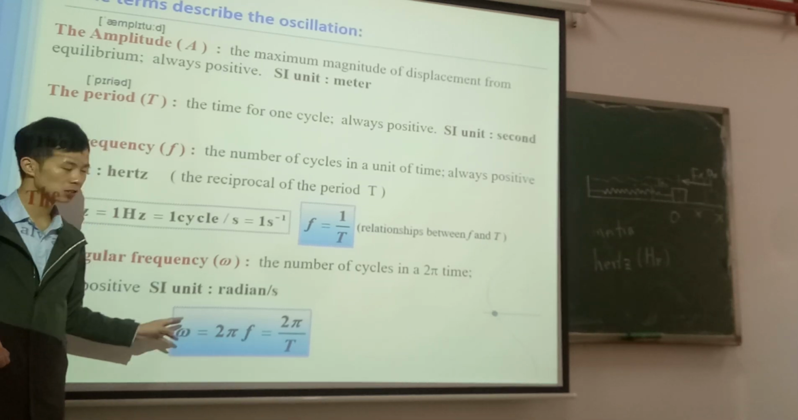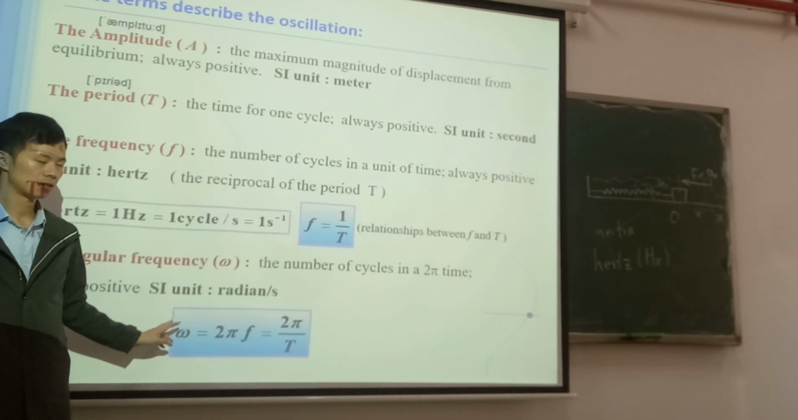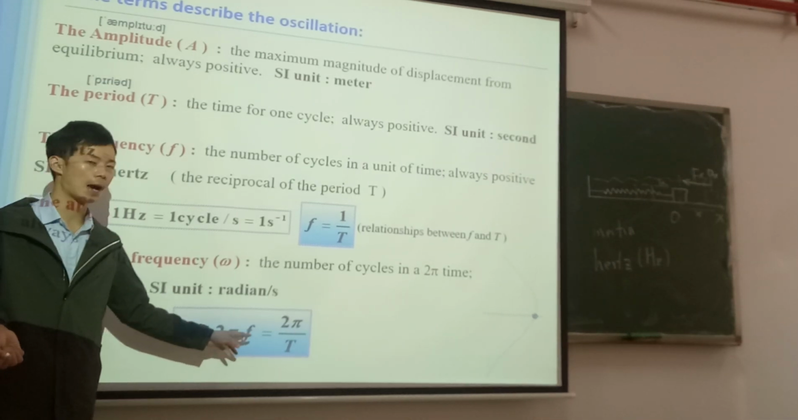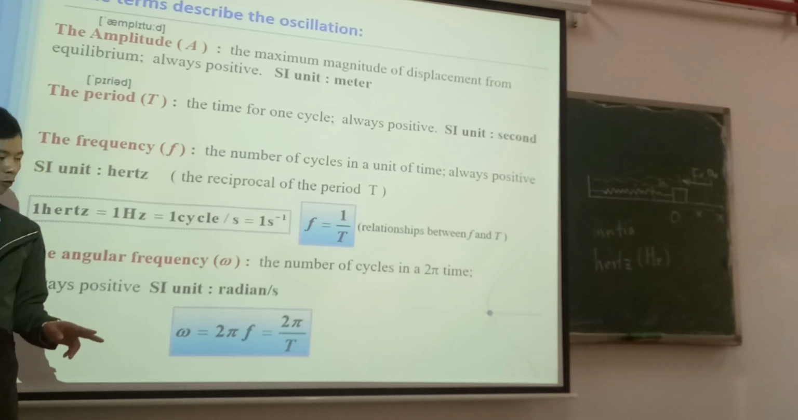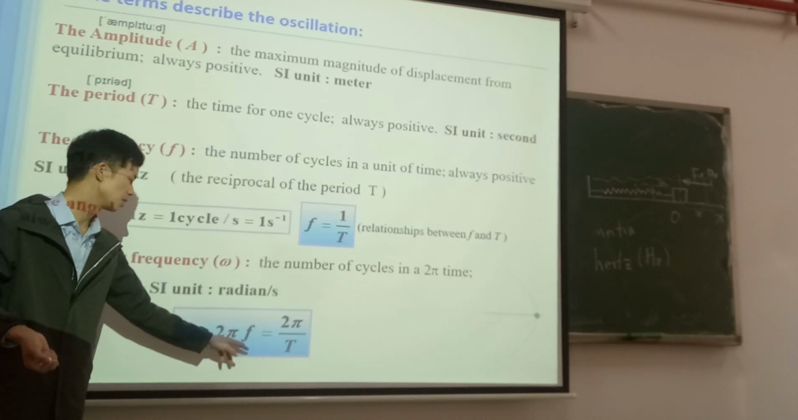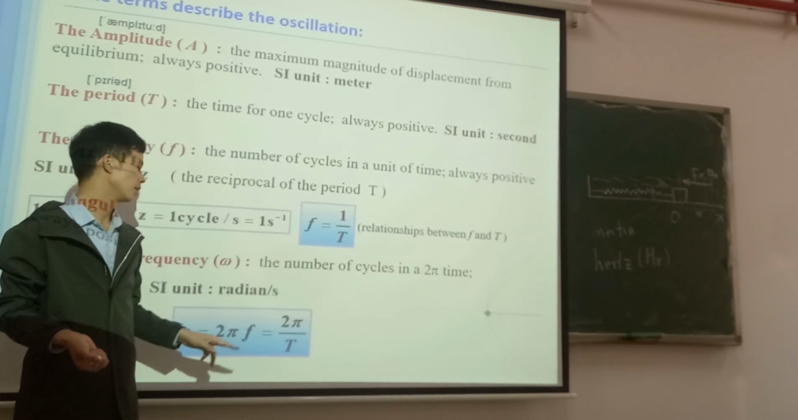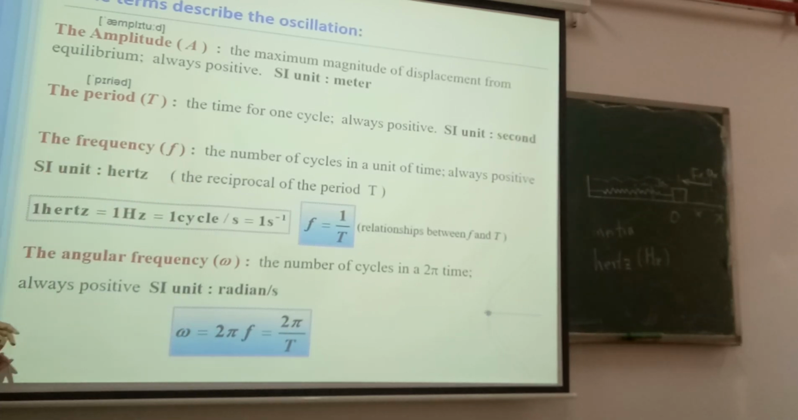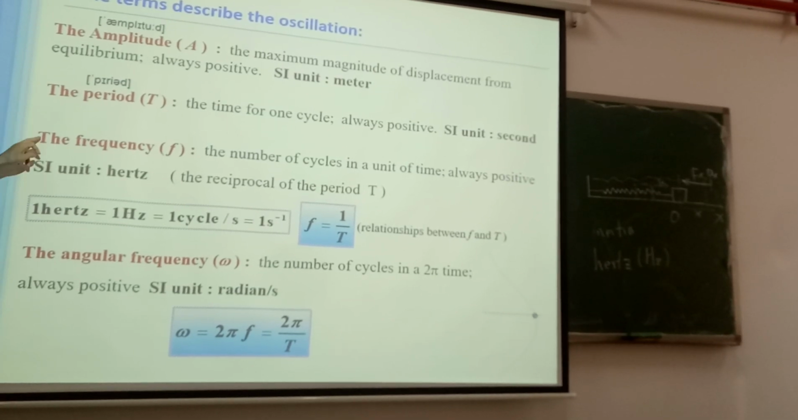Then we can find the relationship. We use omega to refer to the angular frequency, and it is equal to 2 pi f, where f is the frequency, and f is equal to 1 over T, so omega is equal to 2 pi over T. So there are 5 terms we will use to describe the oscillation, and the relationships among these terms we must remember.